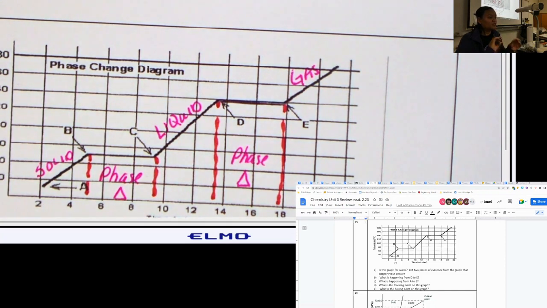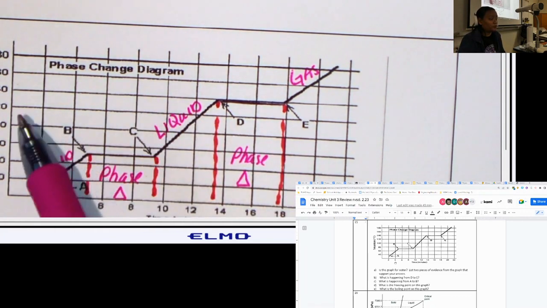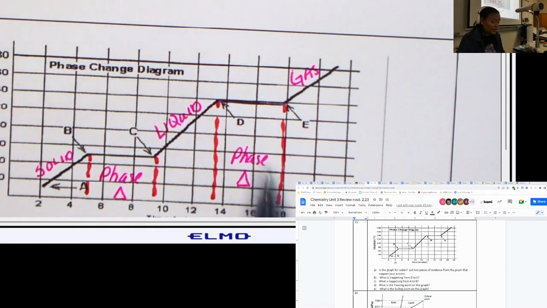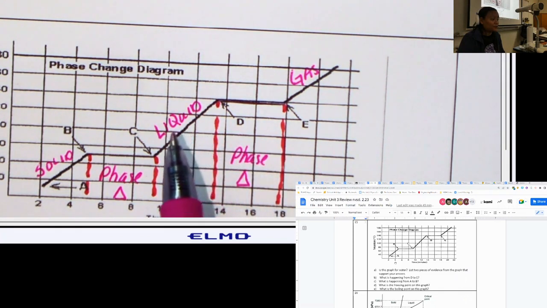Whether you look at it as freezing or melting, the temperature is the same, but you need to look at which direction you are reading the graph. Are you reading it backwards or forwards? If they're asking about freezing, that means we're going from a liquid to a solid. We're reading it backwards. So the first time that we're going to pass that freezing temperature is at C.